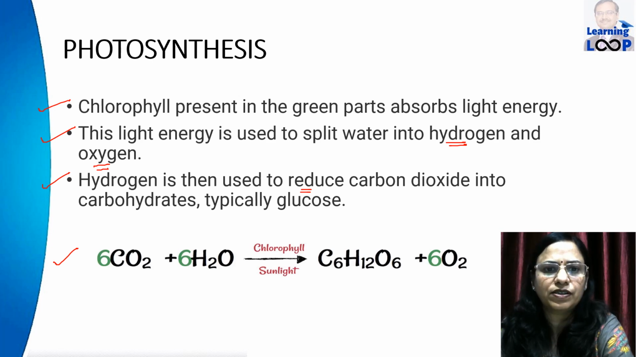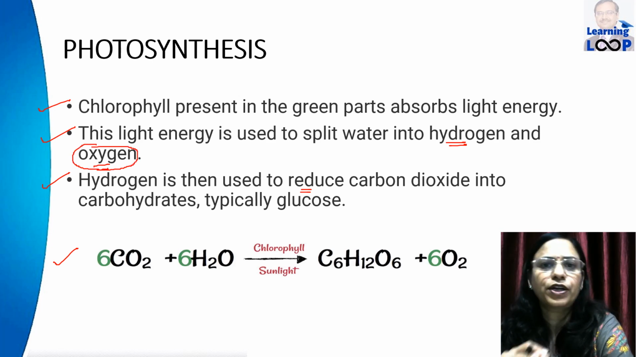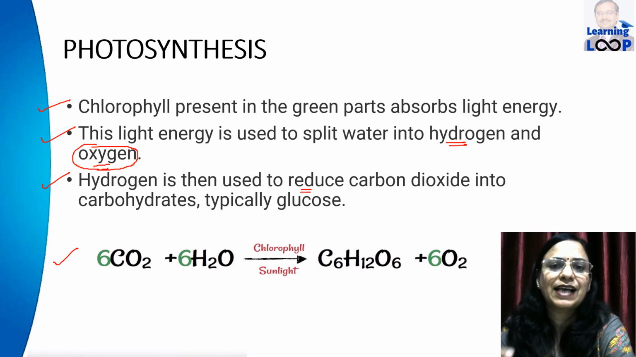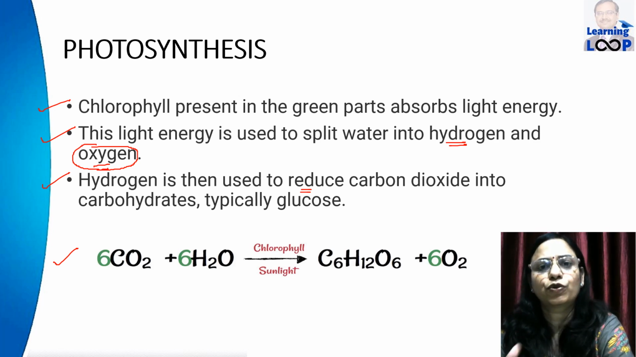So reduction is the process by which hydrogen gets added to carbon dioxide, which results in the formation of glucose, and the oxygen that was released by the photolysis of water is not used anywhere and it is liberated outside. So whatever oxygen we are getting from plants is because of the process of photolysis that has been carried out during the process of photosynthesis.